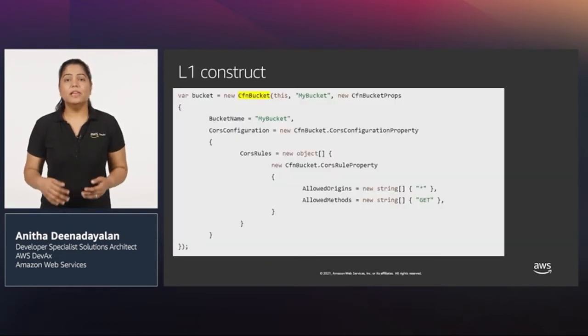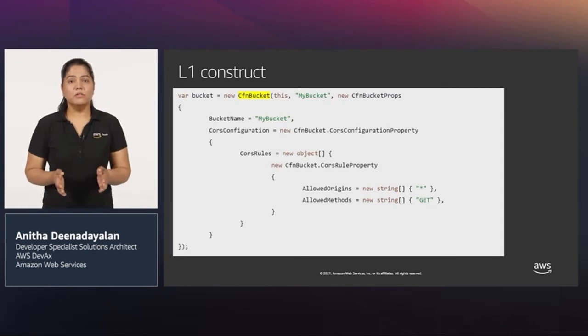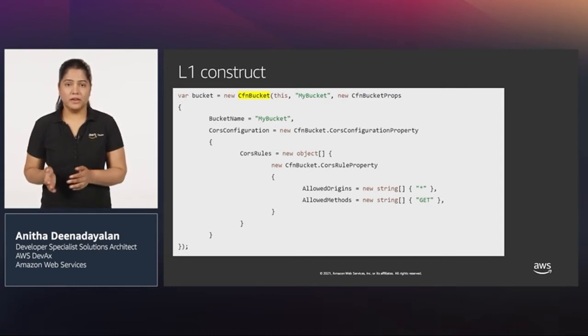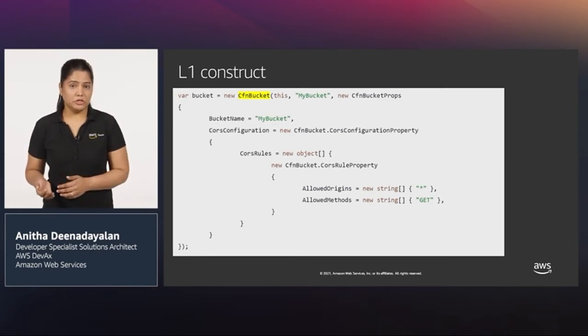Here, I'm using a level 1 construct to create a bucket. Level 1 constructs have a prefix of CFN in their name. When you use level 1 constructs, you must explicitly configure all resource properties, which requires a complete understanding of the underlying CloudFormation resource model.